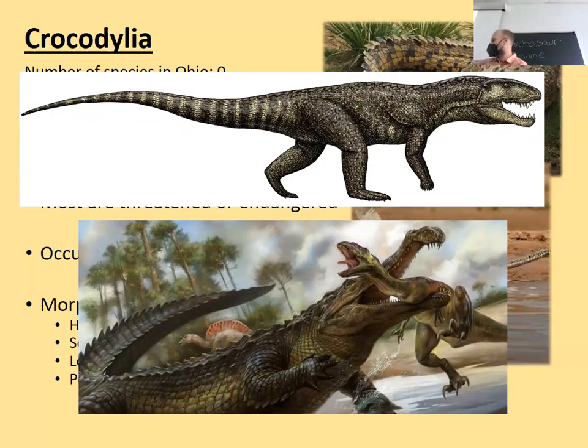Now this is a Sarcosuchus, some of the largest living reptiles outside of dinosaurs in our planet's history. These guys actually ate dinosaurs. So, huge diversity of crocodilians in the past. And so keep in mind that what we're seeing now, with just a couple dozen species left, is only a fraction of what used to be around.